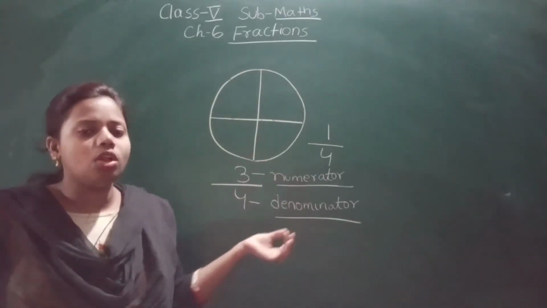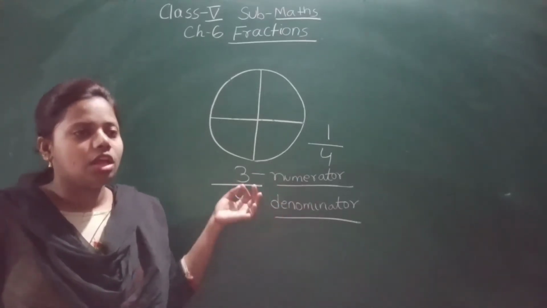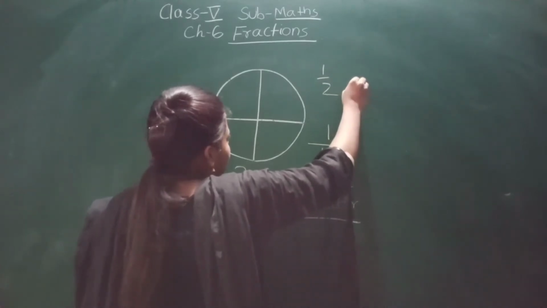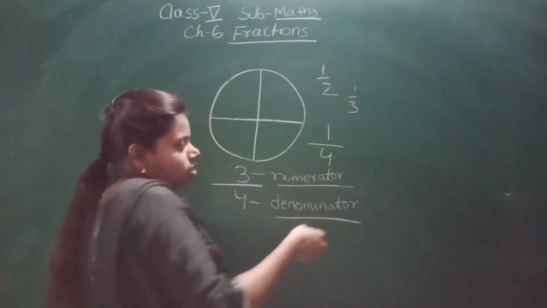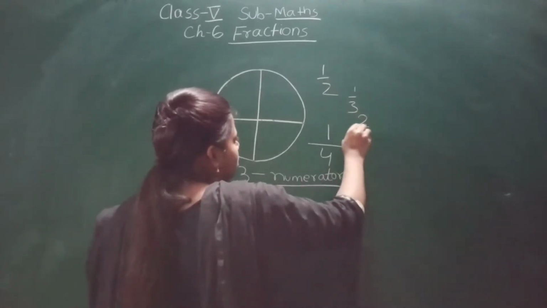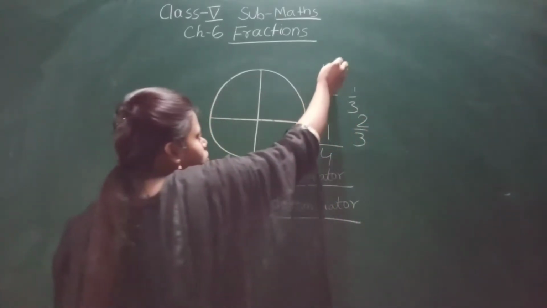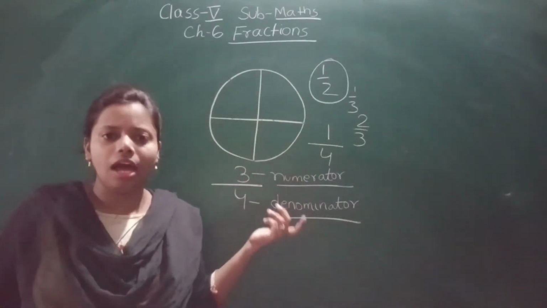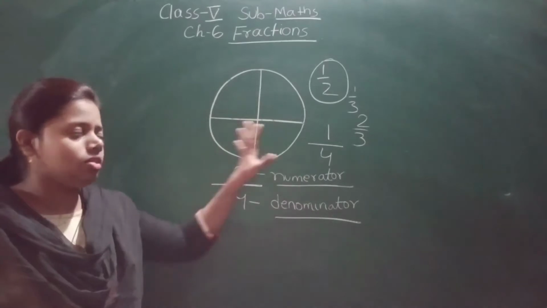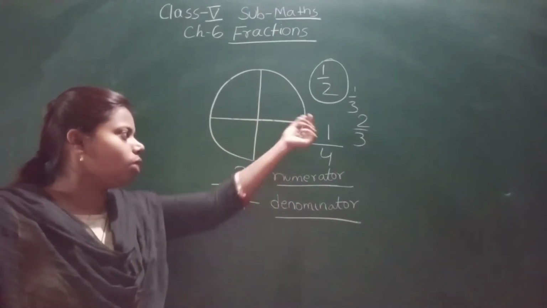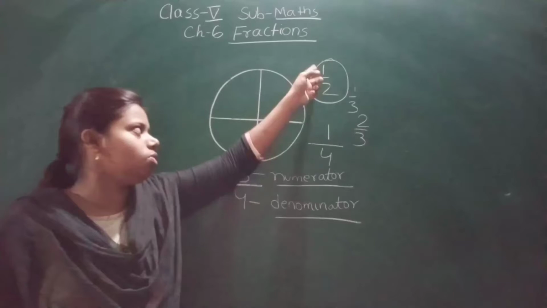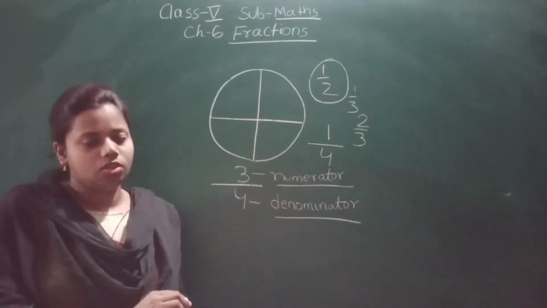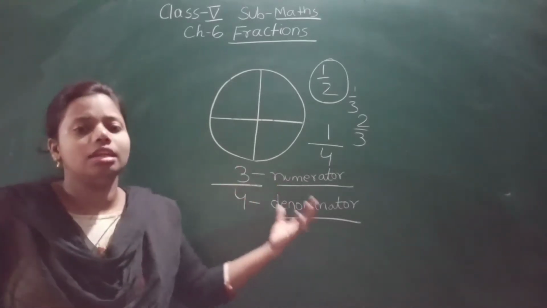So this is a small introduction to fractions. If it is said 1 by 2, you write 1 by 2. If it is said 1 by 3, you write 1 by 3. If it is said 2 by 3, you write 2 by 3. 1 by 2 is also called half. So you can say it this way. This is how to read 3 by 4, 1 by 4, 2 by 3, 1 by 3, 1 by 2. Understood? Now let us start Let's Recap.